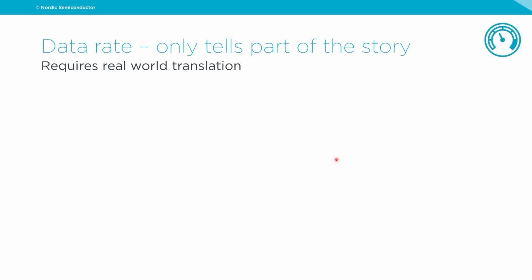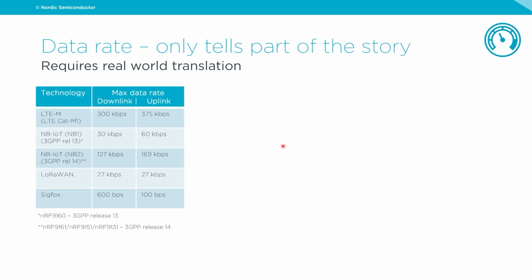So data rate is essentially just one data point, and it might not tell you the whole story. You might need to do a bit of translation into how this works in real time. So if we just do a blank comparison of max data rate between a few of these technologies, we have LTE-M, which is the most capable technology when it comes to max data rate, giving you 300 kilobits per second of downlink and 375 of uplink.